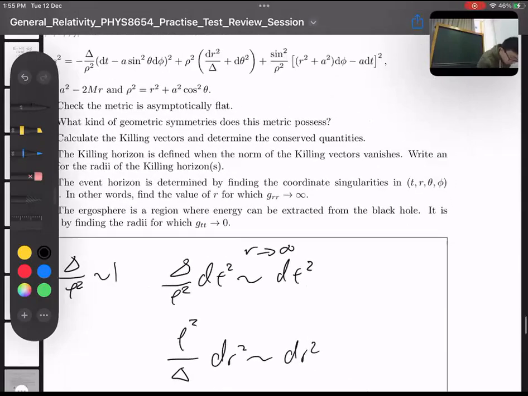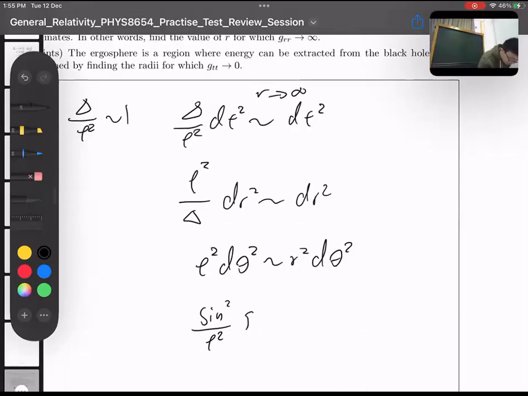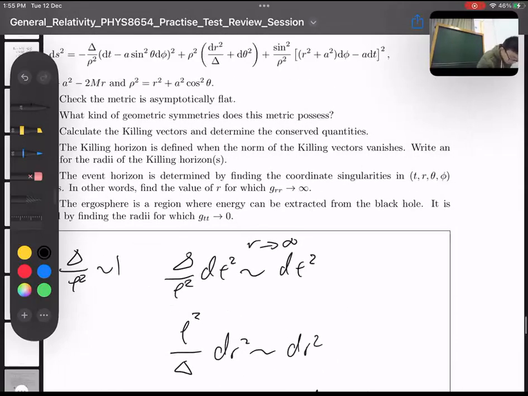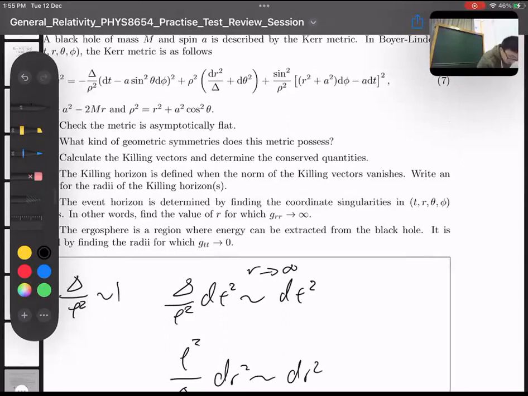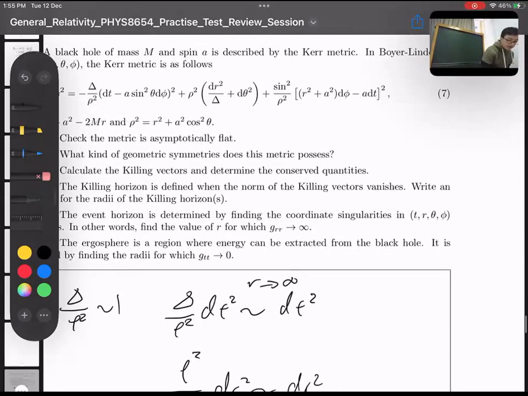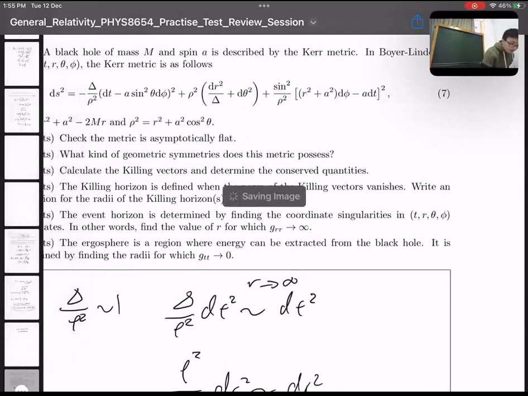So we have this, and we have r squared plus a squared, and then we have d phi out here. So this is the somewhat troublesome term, but you can see that this has a rho squared here, and this is just constant. So actually this rho squared term will dominate because it has the r dependence. So this term actually vanishes in the asymptotic limit. And this one has r squared. This one is of order r squared.